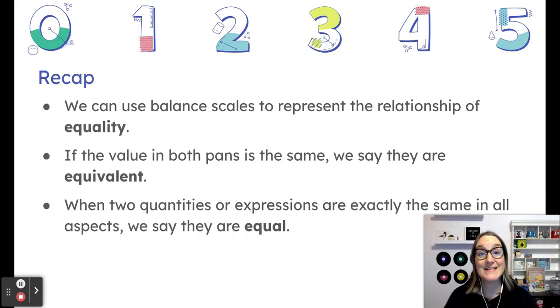Let's recap what we covered in today's lesson. We can use balance scales to represent the relationship of equality. If the value in both pans is the same, we say they are equivalent. When two quantities or expressions are exactly the same in all aspects, we say they are equal.